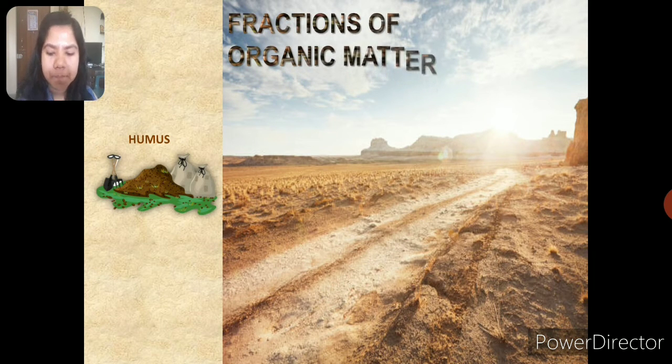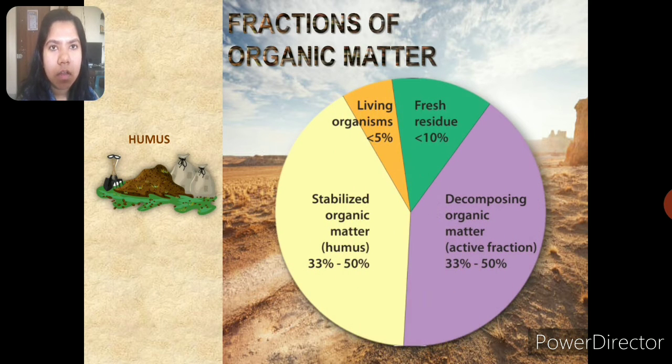Fractions of organic matter. This pie chart shows the percentage contribution of organic matter and humus in a soil. Decomposing organic matter, that is the active fraction, has the highest percentage, nearly equal to the stabilized organic matter, humus. Overall, they both have the same percentage of 33% to 55%. The lowest percentage is taken by the living organisms, which is greater than 5%, and the fresh residue occupies greater than 10%.